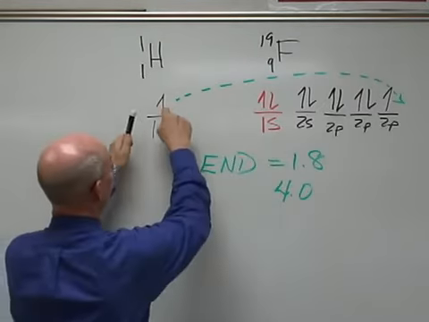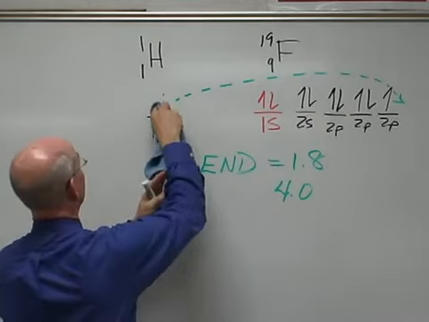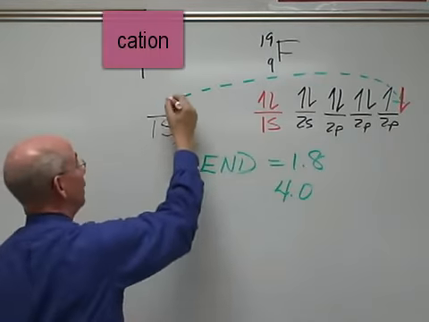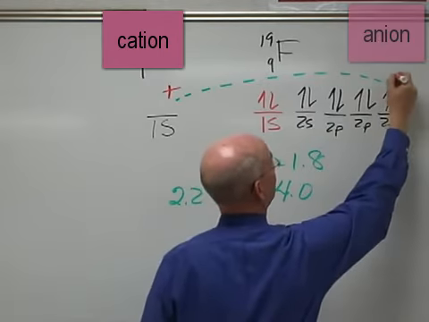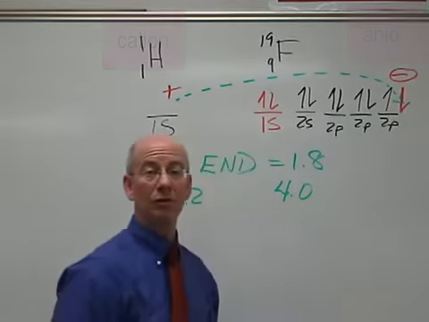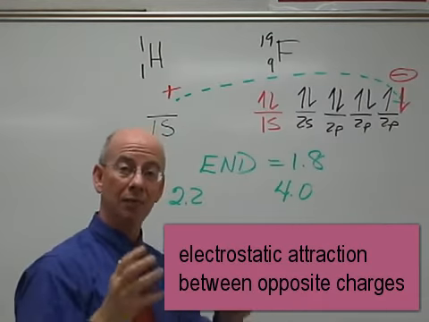Therefore, this electron is going to transfer over. So watch what happens. Since this lost an electron, it becomes positively charged. Since this gained an electron, it becomes negatively charged. It's that positive to negative which becomes what's called an electrostatic attraction, making it the bond.